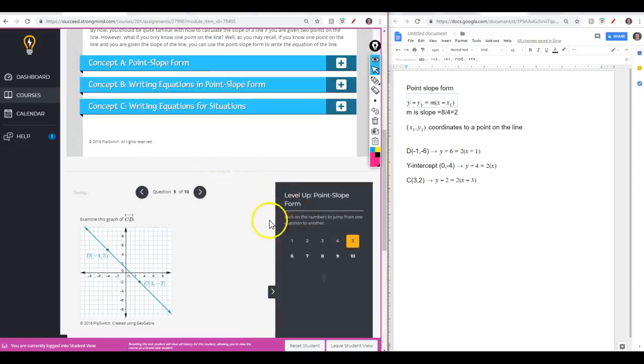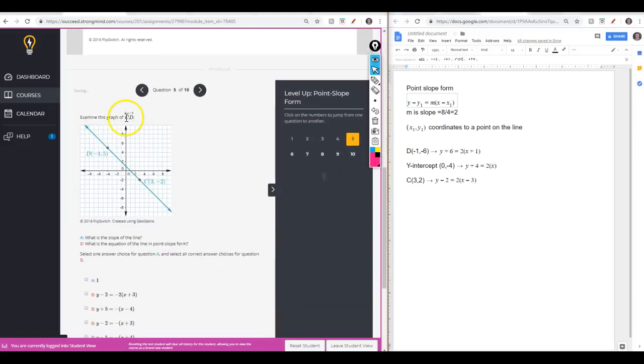Alright, question 5. Examine this graph of line CD. So notice line CD, we have a point here, D, -4, 5, and C at 3, -2. And then we have a y-intercept here, which is at 0, 1.